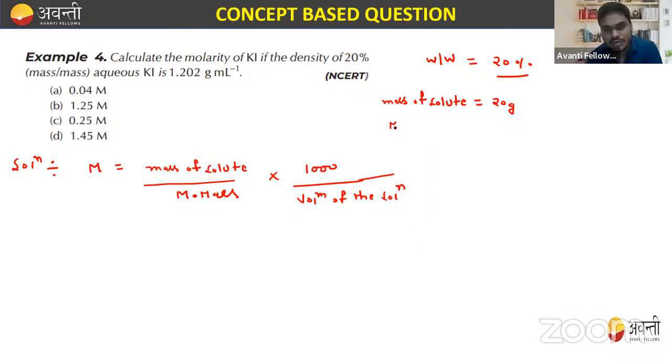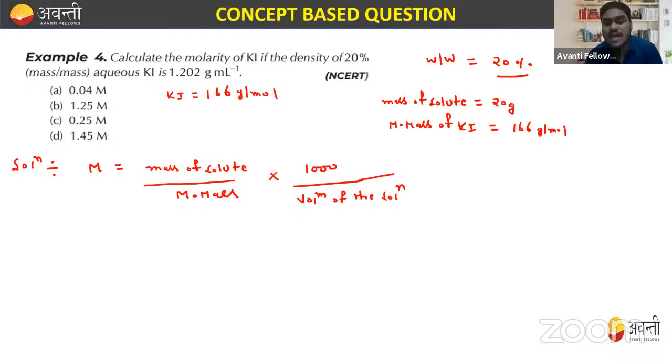And what is the molar mass? The molar mass of KI here is already provided in your question itself, so you need not be worried. The molar mass of KI is given, that is 166 gram per mole.